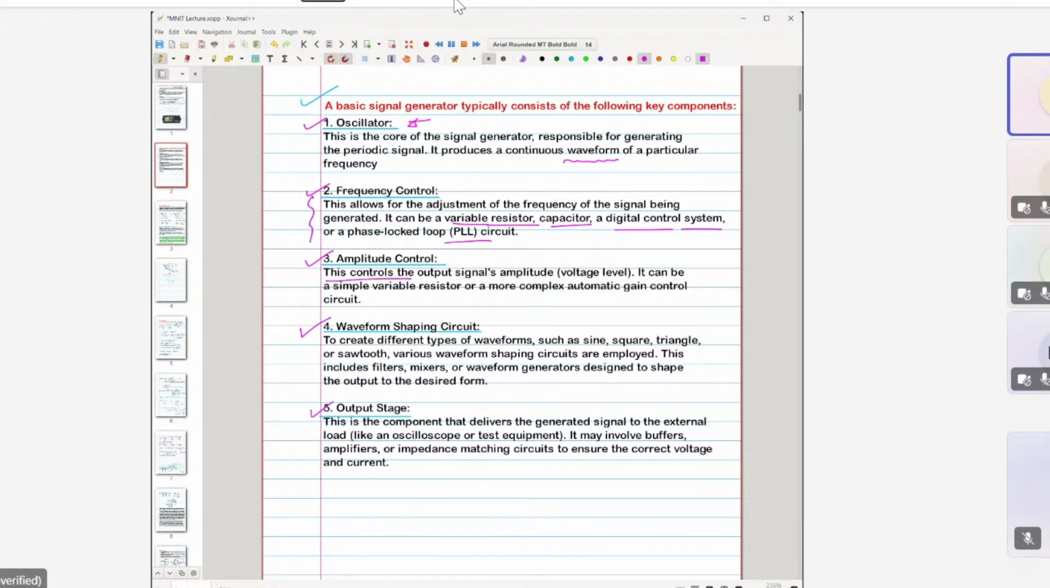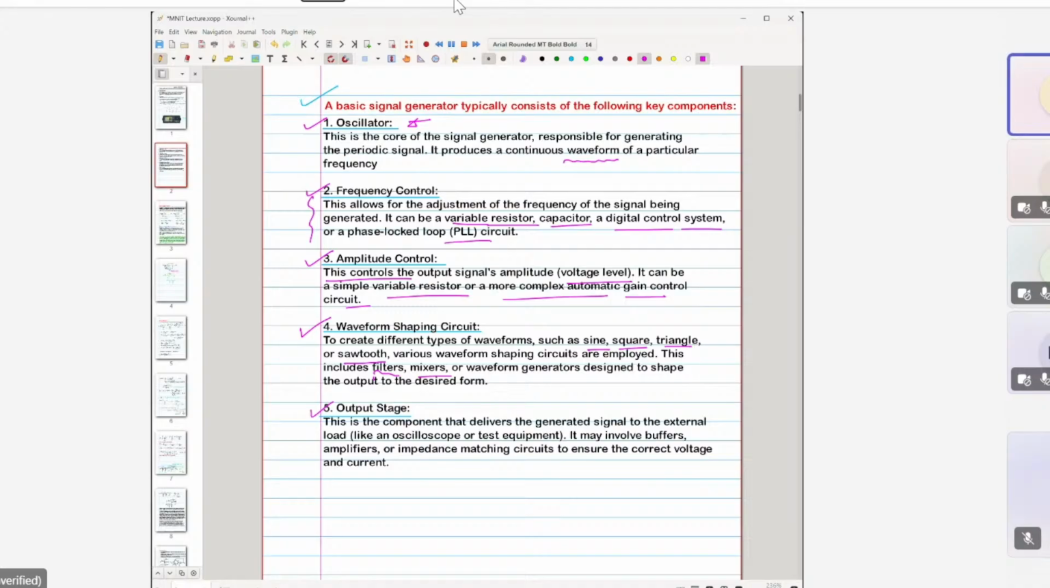Then amplitude control. This part of the signal generator will allow you to change the amplitude or the voltage level of the signal. It can be a simple variable resistor, or it can be a more complex automatic gain control circuit by which you can control the amplitude. Then the fourth one is waveform shaping circuits. To create different types of waveforms such as sine, square, triangular, then sawtooth, various waveform shaping circuits can be employed. This includes different types of filters, mixers, and waveform generators designed to shape the output as desired.